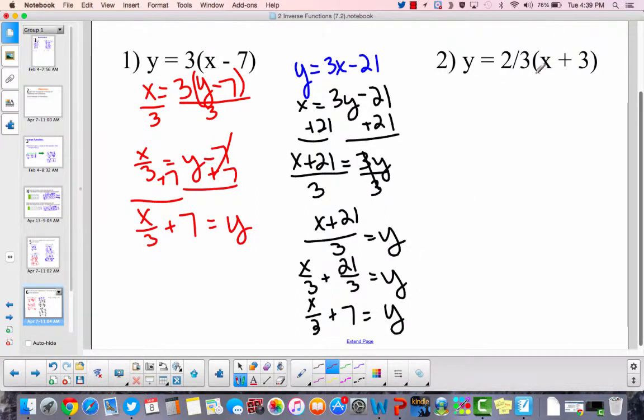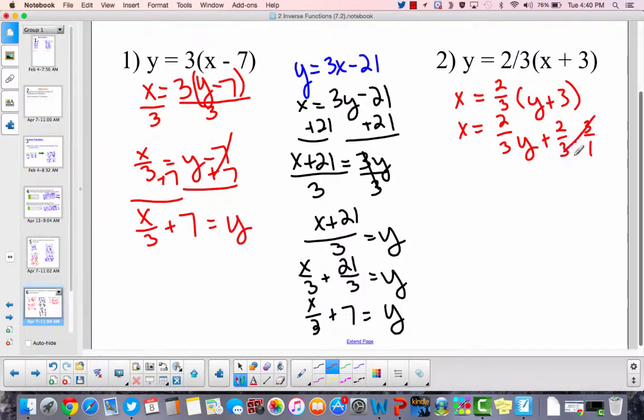Okay, so let's try this one. I know I don't like to work with fractions very well, so let's go ahead and distribute that through. So let's change our x and our y. I could have distributed the 3 through here after I switched my x and my y as well. So that would be 2/3 y plus 2/3 times 3. But when I take 2/3 times 3, the 3's cancel, and so I get x equals 2/3 y plus 2.